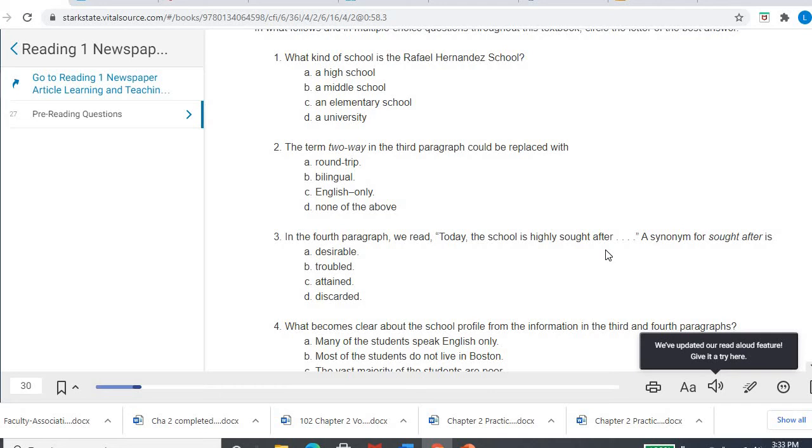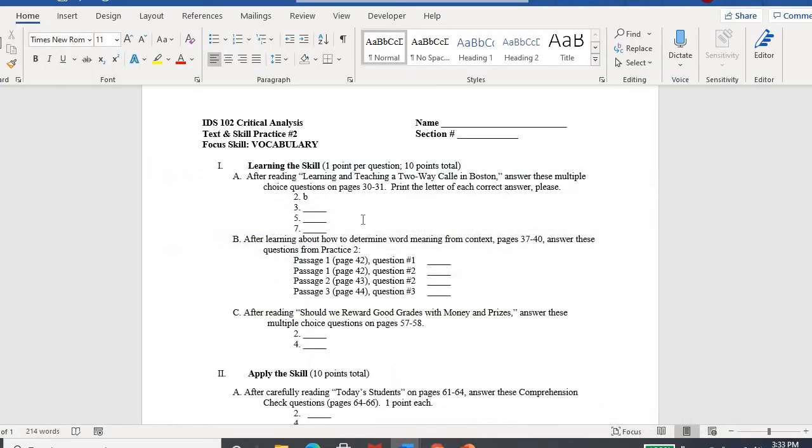So if I wanted to scroll back up and read it in context, I could. And it says, today the school is highly sought after. A synonym for sought is, if something is highly sought after, that means that they really want it. It's desirable. So I would go back to my text and skill sheet here. And number 3 is desirable, A.